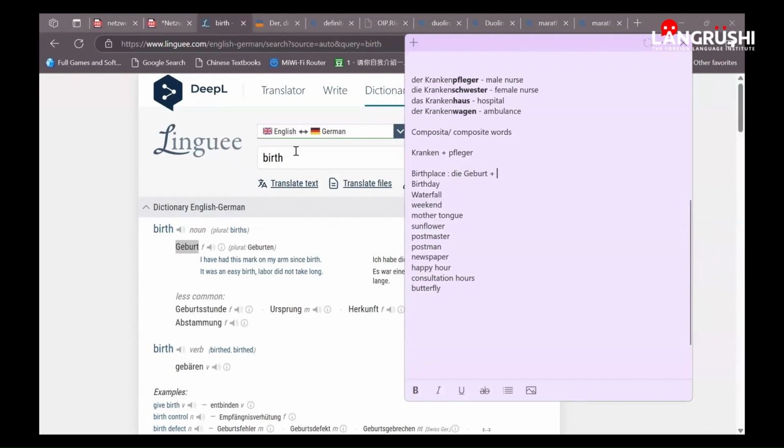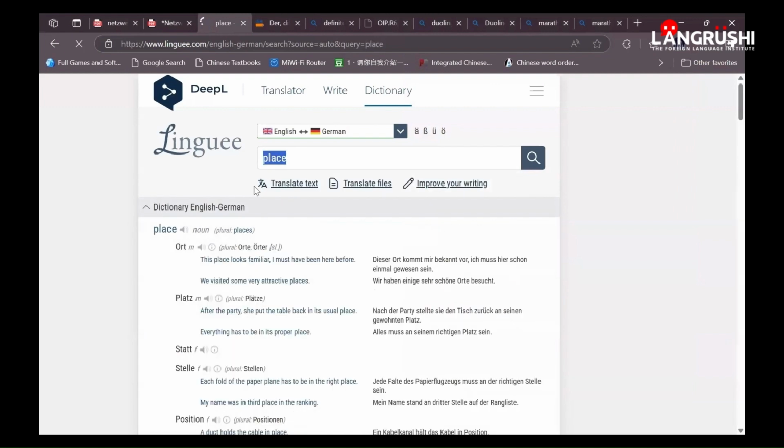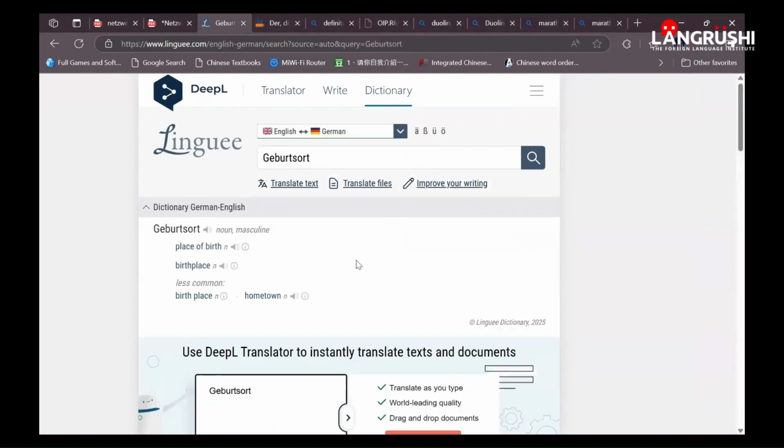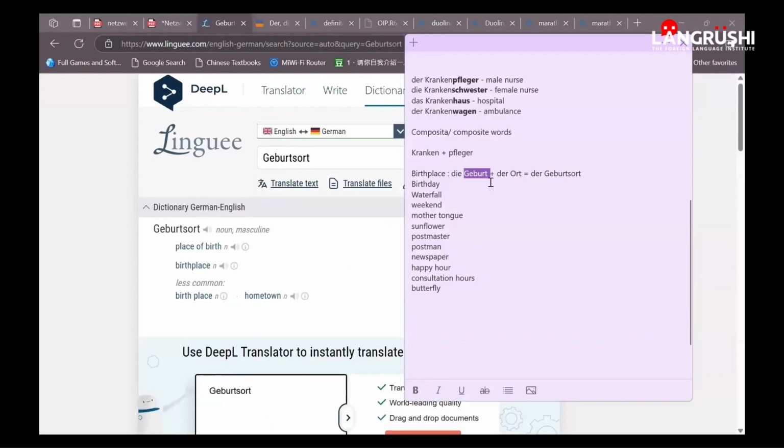Now let us look for place. It is Ort. And which gender? Der. So if I club these two words together, Geburt, Ort, actually it should be Geburtort, but we add that S just for pronunciation purpose. Geburtsort. What will be the gender? Der Geburtsort. Masculine. So although Geburt, the first word, is feminine, it doesn't matter. We will always follow the gender of the last word.